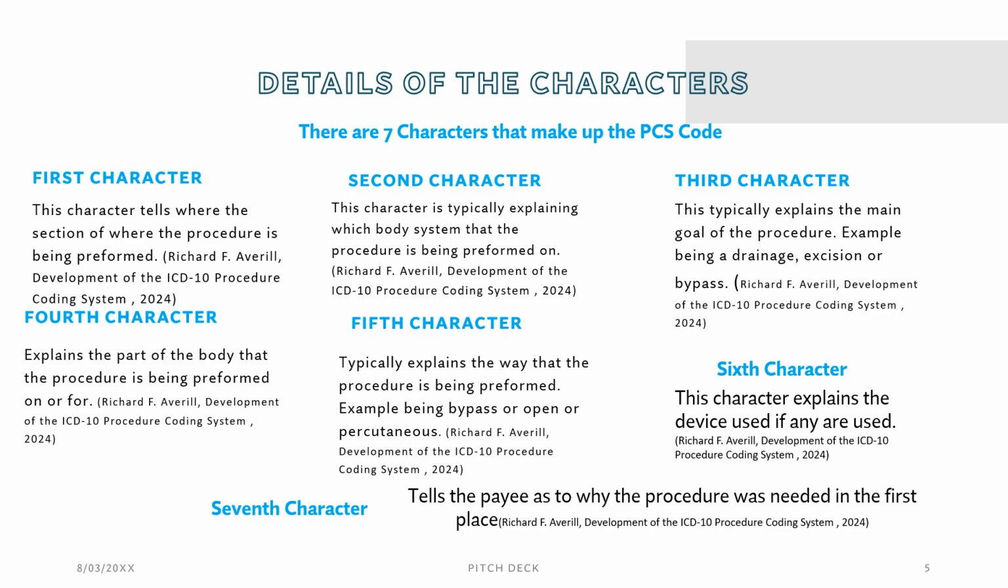The fifth character typically explains the approach, the way the procedure is being performed, with examples such as open or percutaneous. The sixth character explains the device used, if any, and the seventh character is a qualifier that tells you why the procedure was needed for the patient in the first place.